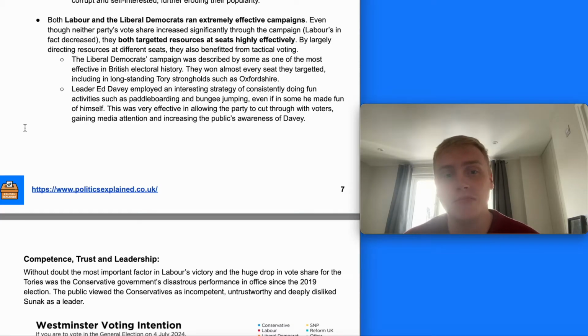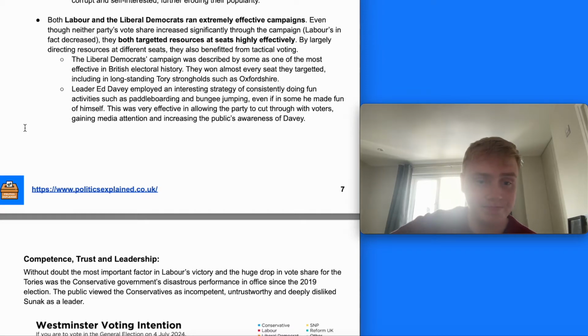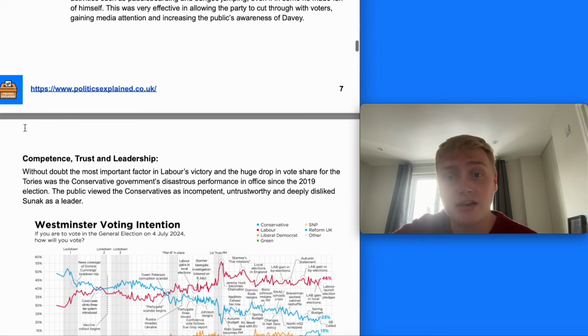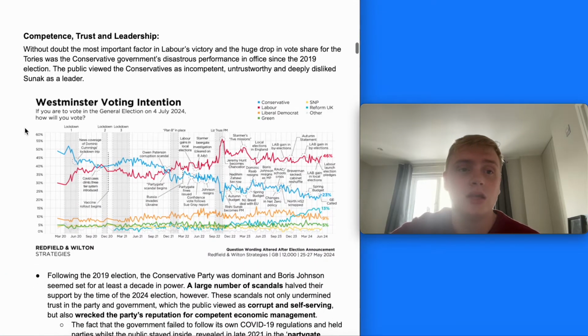Leader Ed Davey employed an interesting strategy, it must be said, of consistently doing fun activities, such as paddleboarding, bungee jumping, even if in some ways he made fun of himself doing that. This was effective in allowing the party to cut through with voters, gaining media attention and increasing the public's awareness of Davey, who came across as quite a likeable character. So that shows the campaign in the 2024 election can be seen as having a pretty significant impact.